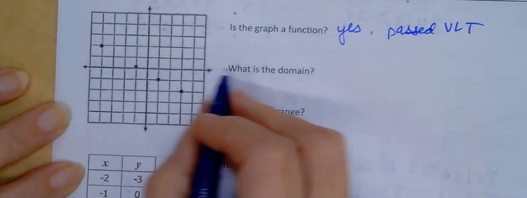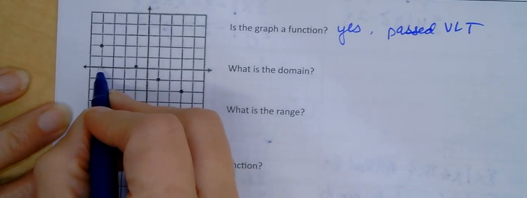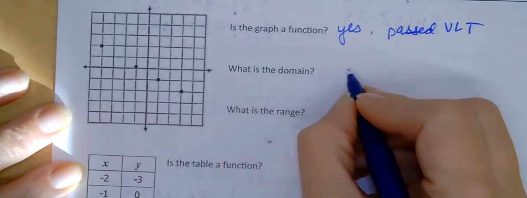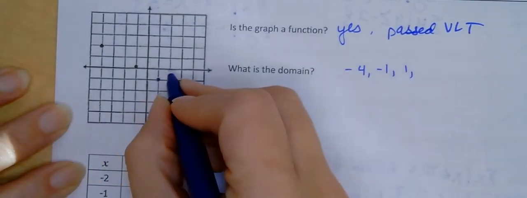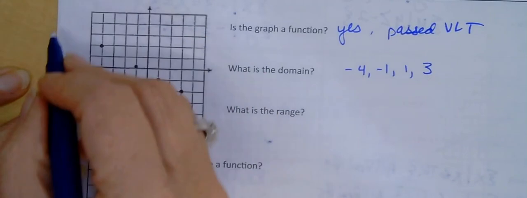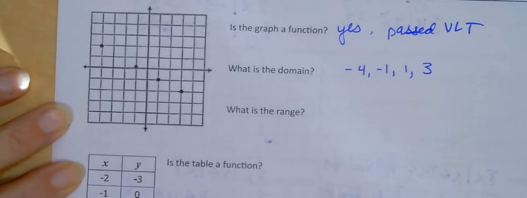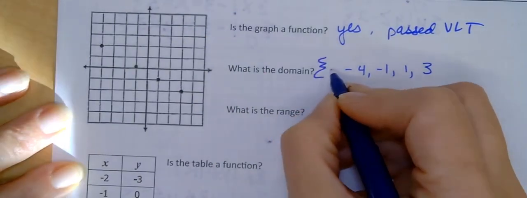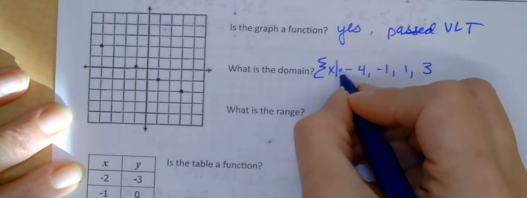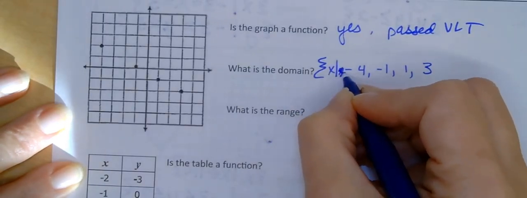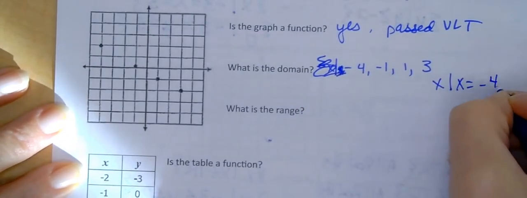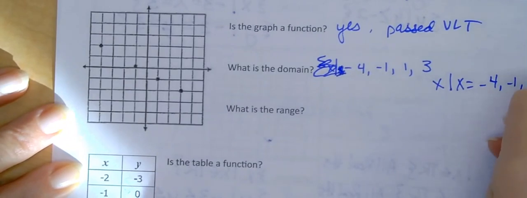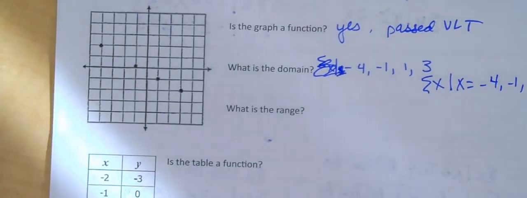The domain is all of my x's. -4, -1, 1, 2, 3. Okay, it has not said write it in set builder notation, but I'm going to go ahead and do that because I've been practicing. It is x such that x equals, sorry, I'm totally out of room. Let's do it neatly. X such that x equals -4 or -1 or 1 or 3. Okay, and we'll magically make that all disappear.